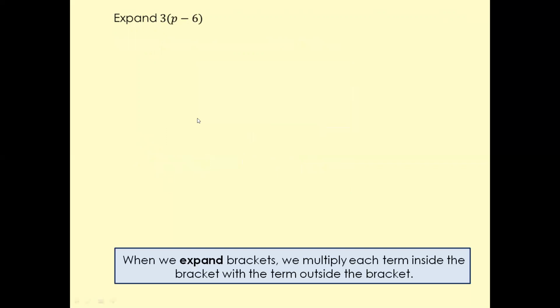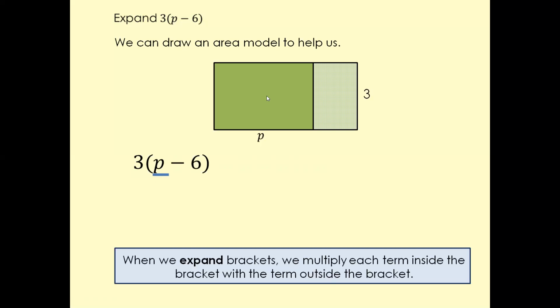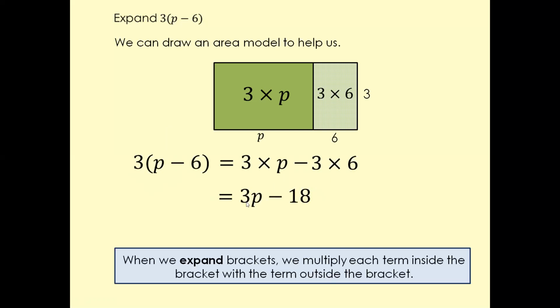Let's have a look at one more example. Again, you have to remember, when you expand brackets, we always multiply each term inside the bracket with the term outside the bracket. So in this case, we're going to times p by 3, or 3 times p, which is 3p. Take away 3 times 6, and the answer is going to be 3p take away 18.